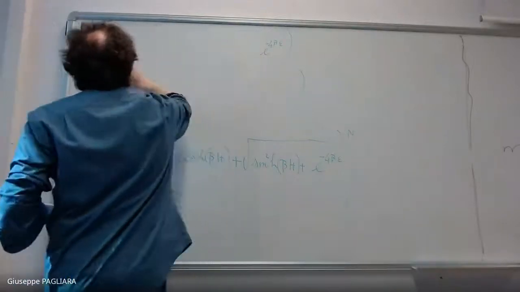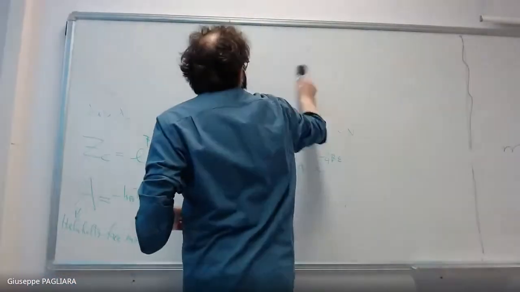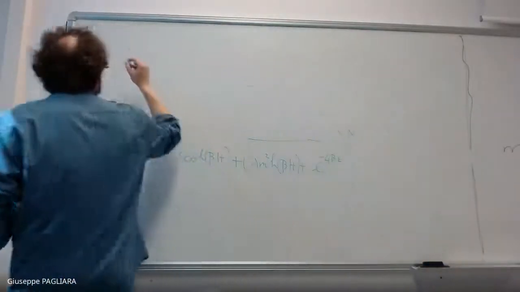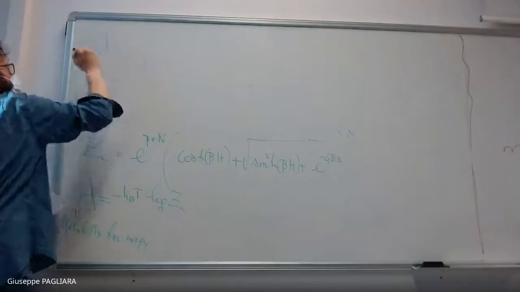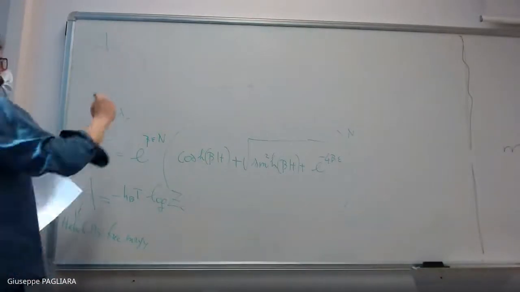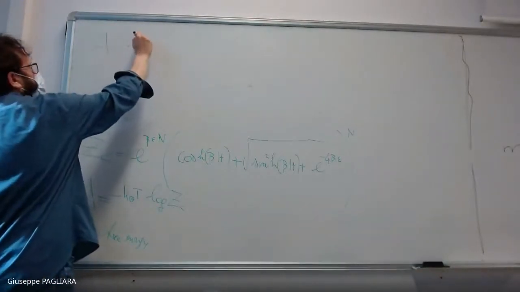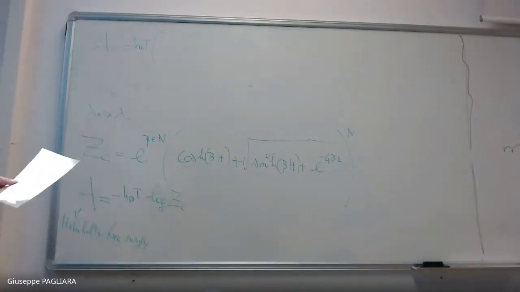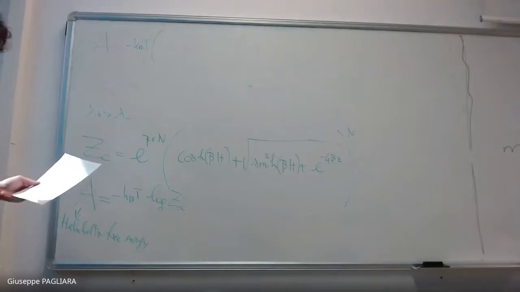So the Helmholtz free energy is the following. A is minus k_B T. Then I have to do the log of this quantity. So I will have beta epsilon n.